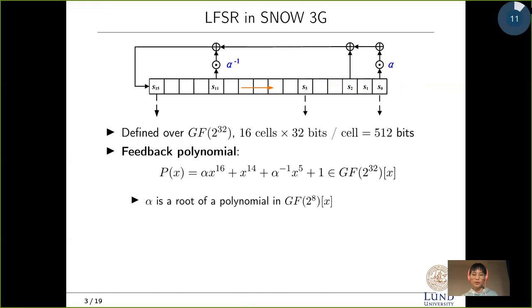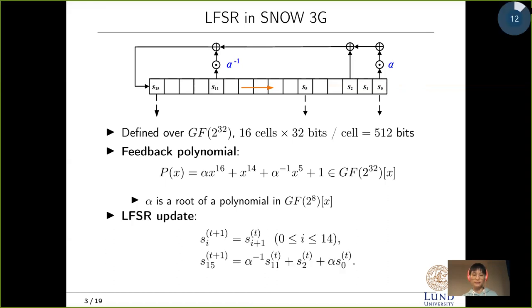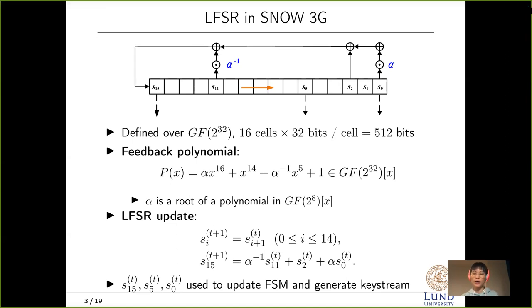The feedback polynomial is given here, where it has two special coefficients, alpha and the inverse of alpha, where alpha is the root of a polynomial in the finite field of order 2^8. For the update, in each clock, every value in a cell is shifted to the right cell, while S15 is updated according to S11, S2, and S0 using the feedback polynomial. After that, S15, S5, and S0 are used to update the FSM and to generate the keystream block.